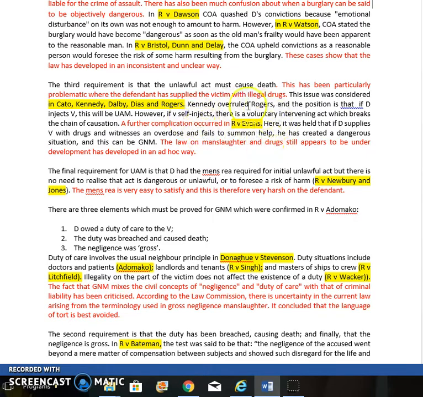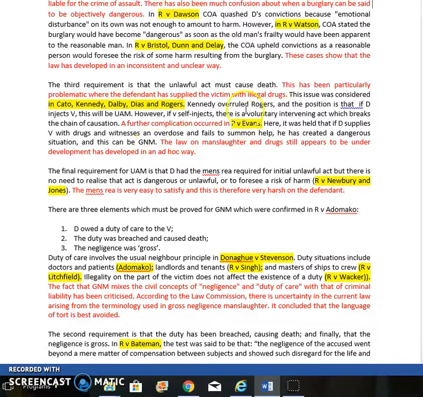But a further complication occurred in Evans, where the defendant supplied their sister with drugs. The sister self-injected, which broke the chain, but then the defendant failed to summon medical assistance, and it was held that that could be gross negligence manslaughter. So, depending on who injects, will affect whether it's unlawful act or gross negligence. Injection by the defendant, unlawful act. Self-injection but failing to summon care, gross negligence manslaughter.